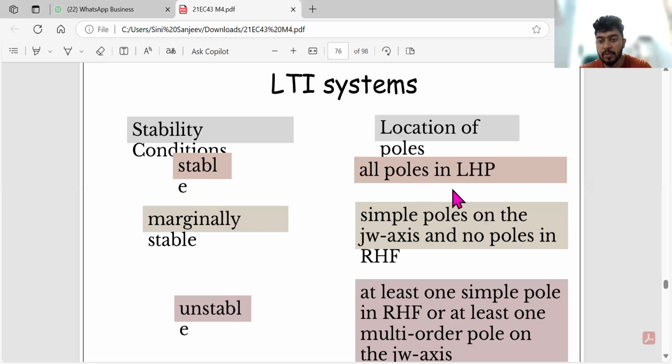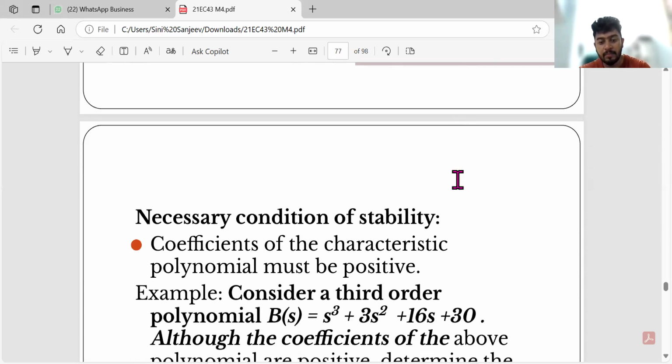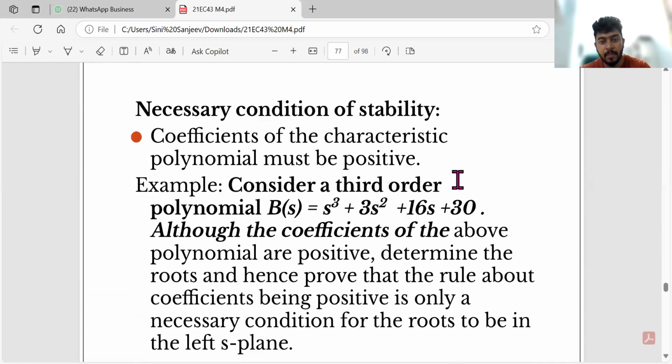Location of the poles: all poles in the LHP, simple poles on the jω axis and no poles in the RHP. This is marginally stable. And if it's unstable, at least one pole should be in the RHP. Marginally stable: simple poles on the jω axis, no poles in the RHP. If it is stable, all poles in the LHP. Okay, so these things you have to remember. P stands for poles.